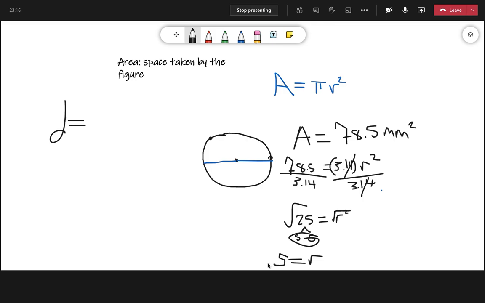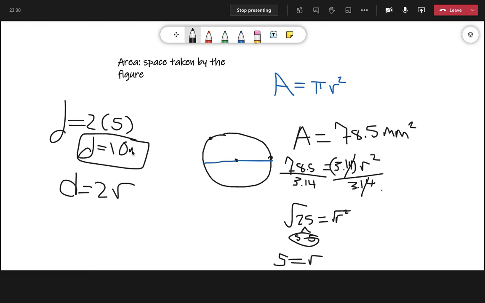If the radius is 5, remember the diameter is 2 times our radius. So the diameter would be 2 times 5, or 10. And make sure you put millimeters. Keep the same units. The diameter is 10 millimeters.